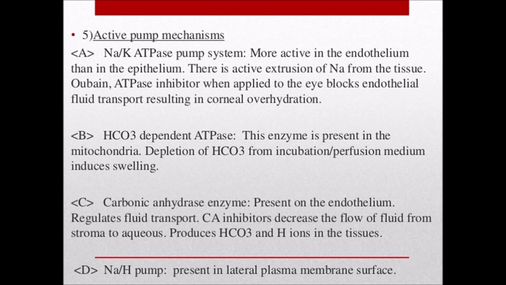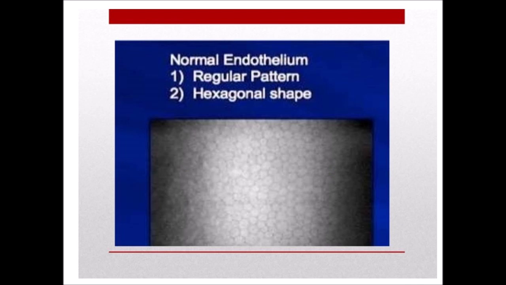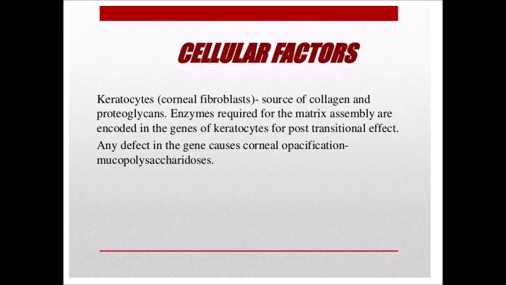There are active pump mechanisms in the endothelium. Various pumps are there: sodium potassium ATPase, bicarbonate dependent ATPase, carbonic anhydrase enzymes, sodium hydrogen pump, which keep the endothelium and cornea in a dehydrated state. This is the endothelium, and the pump pumps water out of the cornea, keeping the cornea in a dehydrated state. In the endothelium, there is a regular and hexagonal arrangement of cells.